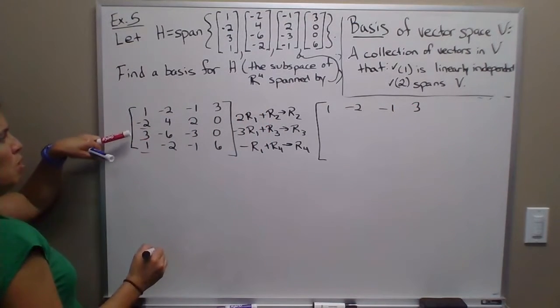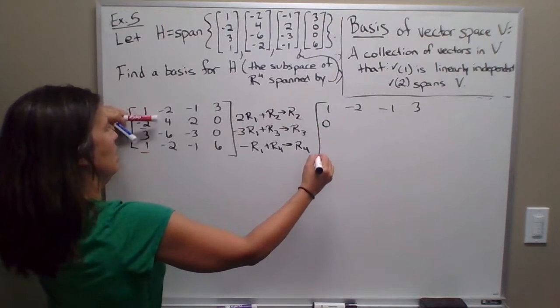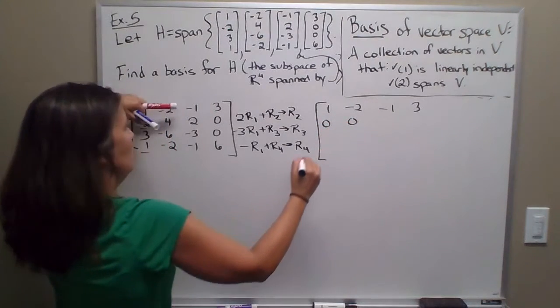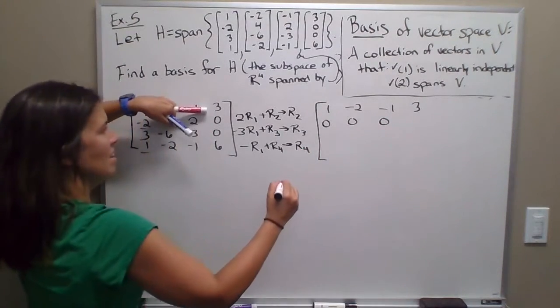2 times row 1 plus row 2. So 2 plus negative 2. Negative 4 plus 4. 2 times this. Negative 2 plus 2. Isn't that nice? And then 2 times this.